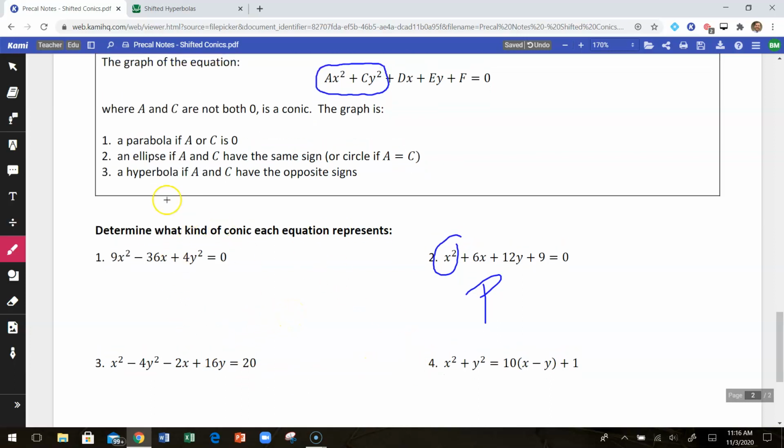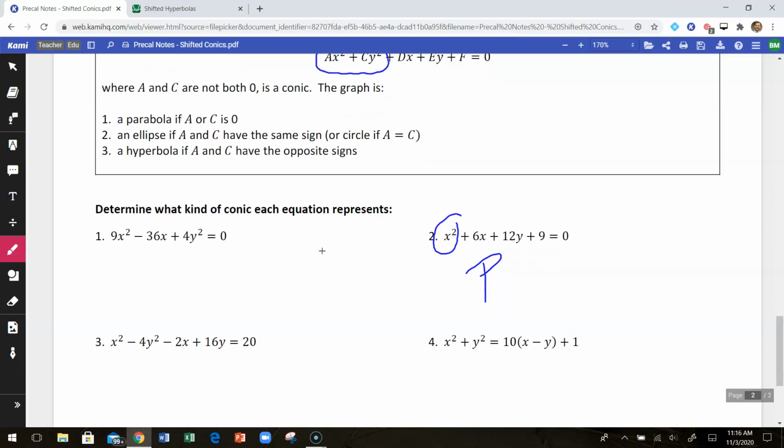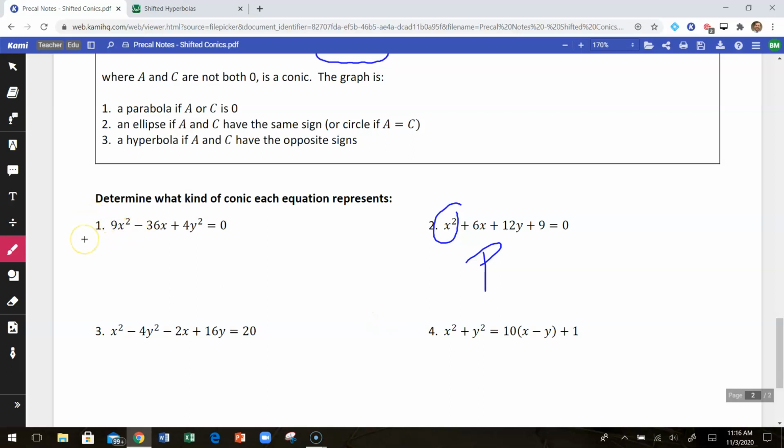It's an ellipse if a and c have the same sign. So if a and c are both positive or both negative, it is an ellipse. However, more specifically, it's a circle if a and c are the same coefficient, because that would involve us going out for our ellipse. It would be a stretch vertically and horizontally the same amount. So if you look at number 1, both the x squared and y squared are positive, but they're different numbers. Therefore, that's an ellipse. On number 4, the x squared and the y squared are both positive values, and the coefficient is the same. It's 1 for both of those. So this is actually a circle here.